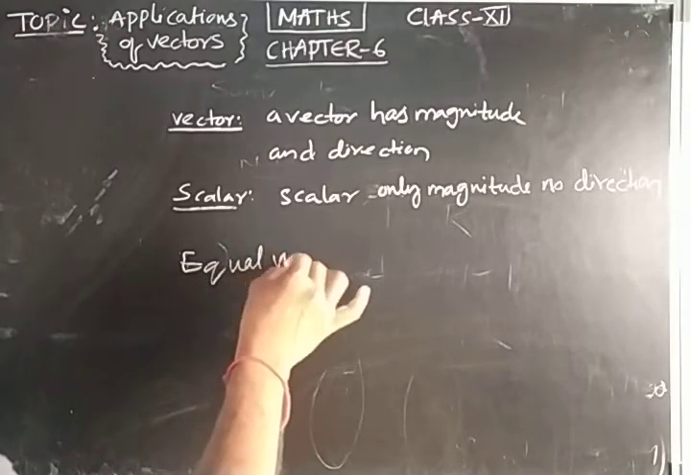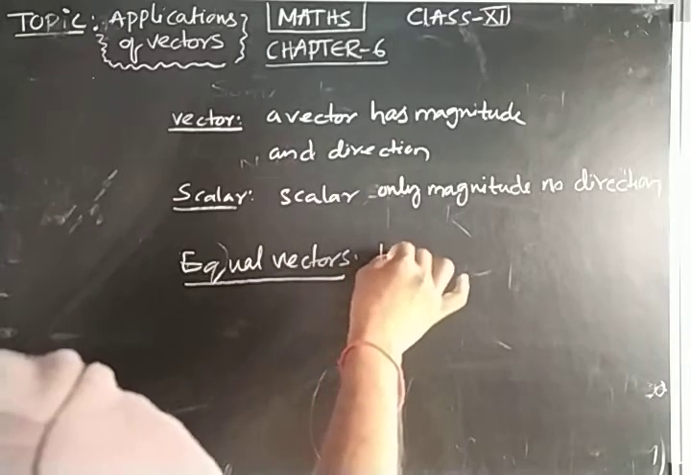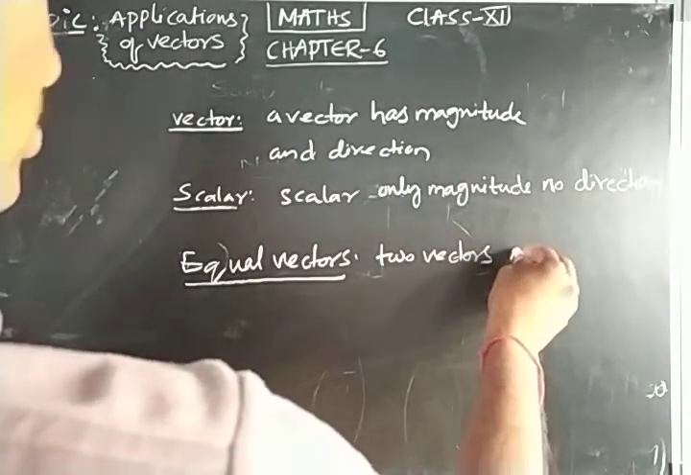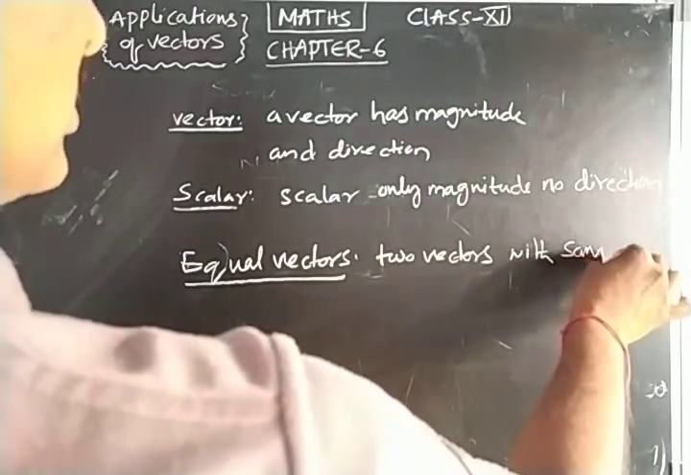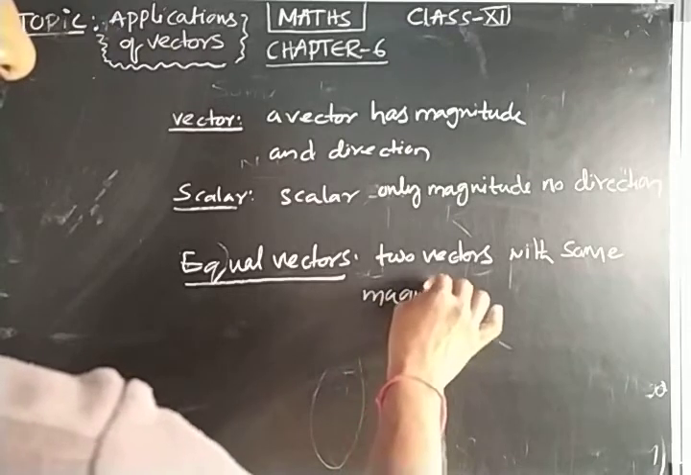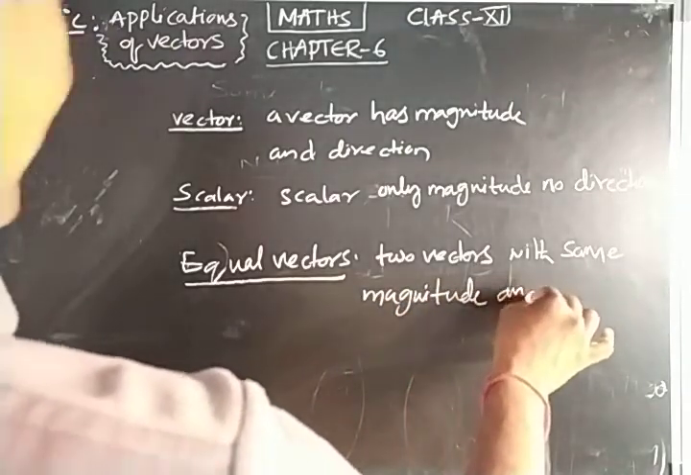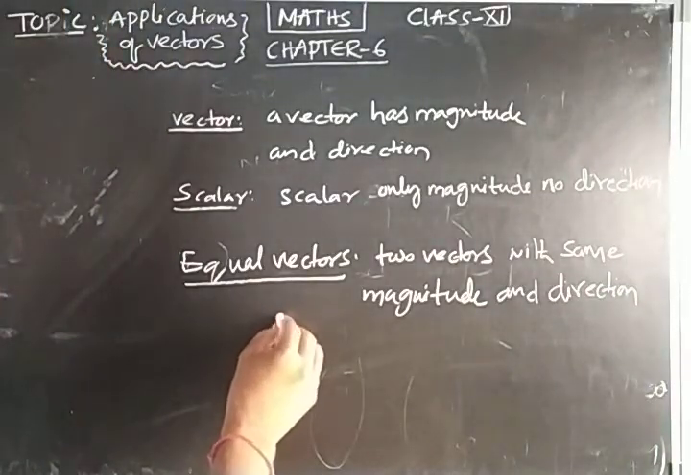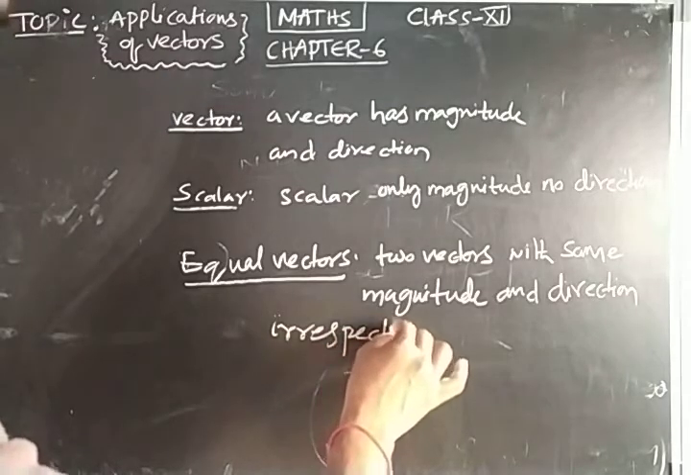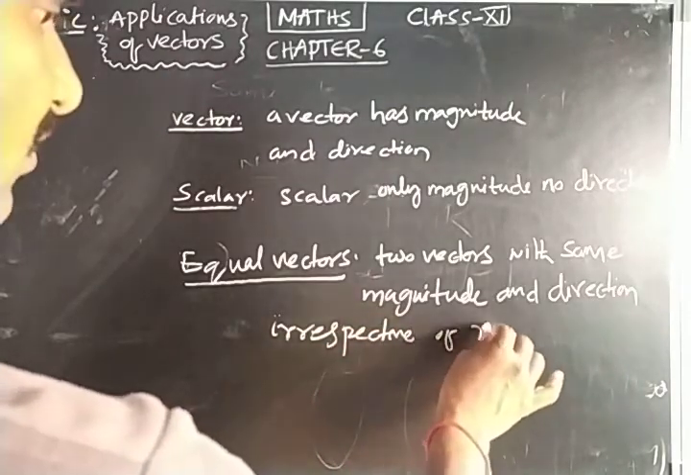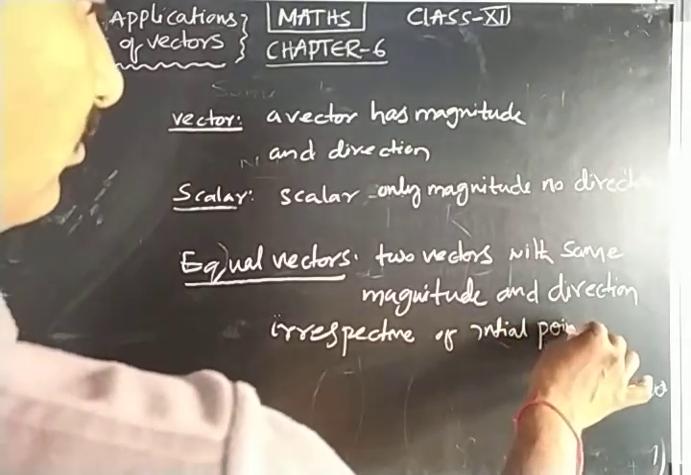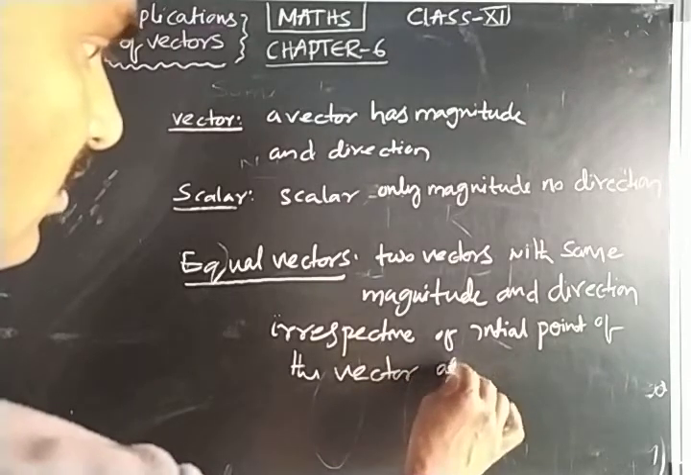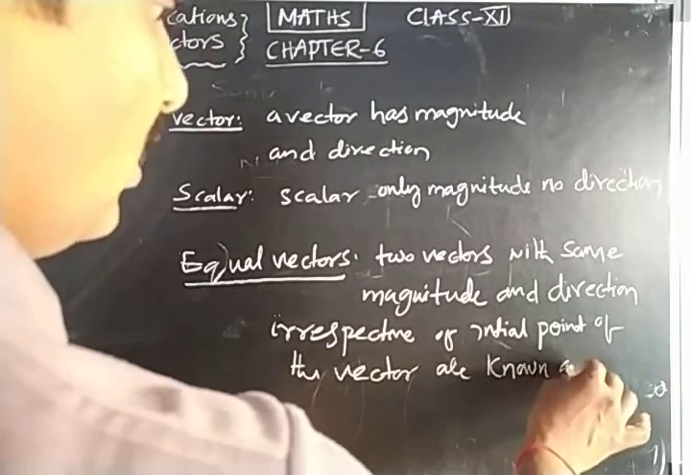And two vectors, we know equal vectors. Definition: equal vectors. Two vectors with the same magnitude and direction, irrespective of the initial point of the vector, are known as equal vectors.